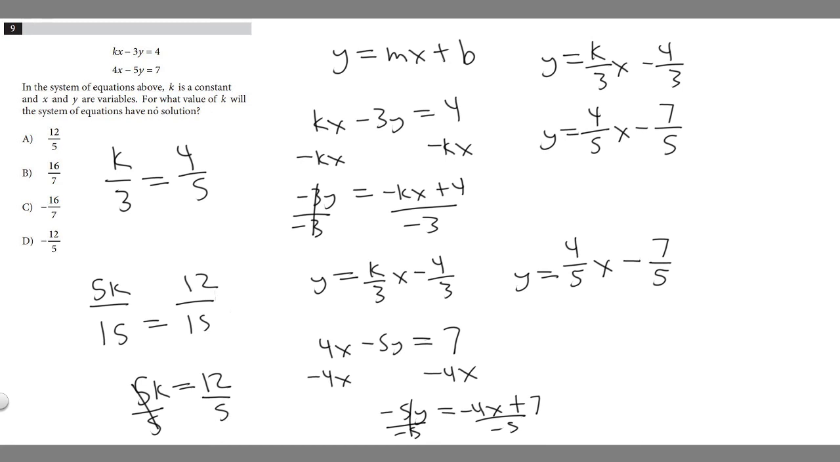And so, right, that's what it's asking for. For which value of k will the system of equations have no solution? So the answer to this is going to be 12 over 5. And if we look at that, that's going to be A. So these are going to be wrong. So A is going to be our answer.